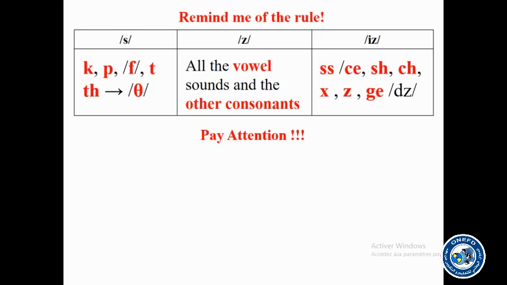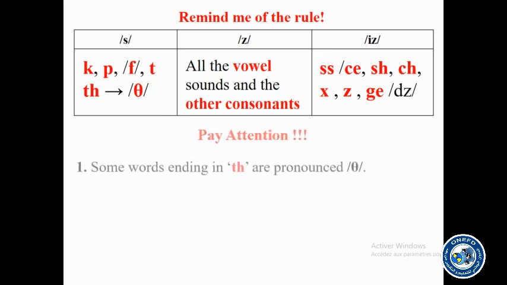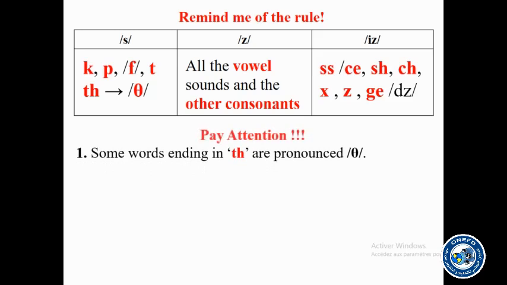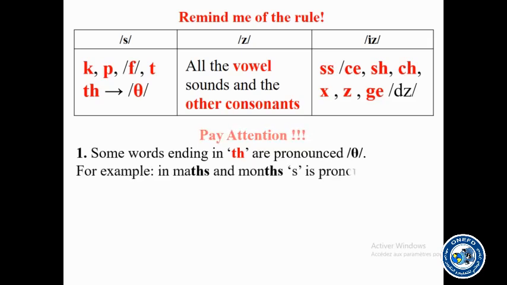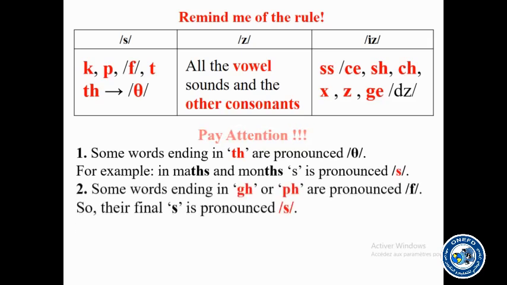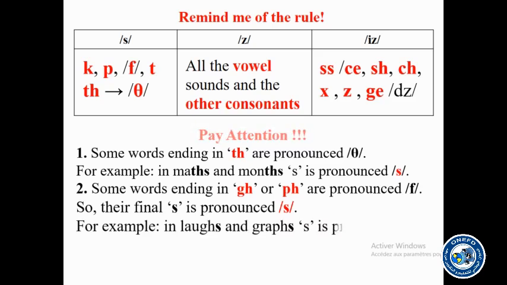Another warning here. Some words ending in ph are pronounced th. Some, not all the words. For example, math, month. Some words ending in gh or ph are pronounced th. So their final s is pronounced s. You can find it in loves or graphs.